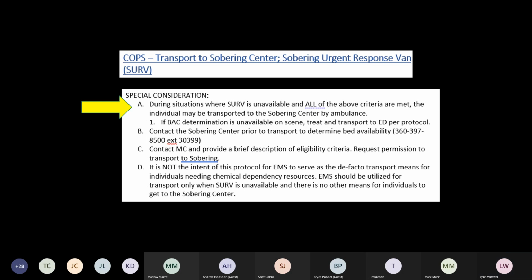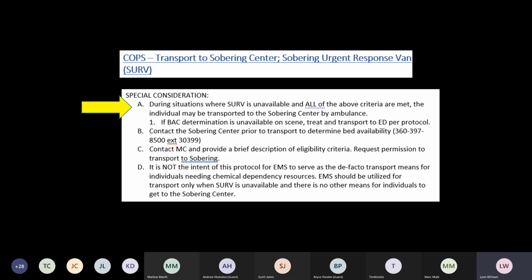Now, if the SERV is unavailable and all of the above criteria are met, the individual may be transferred to a sobering center by an ambulance. You have to fill out your regular MIR, no matter what. If the BAC is unavailable on scene, treat and transport to the ED per protocol. Obviously, if police haven't been there, they'll just turn them around at the sobering center if they blow more than the 0.35.